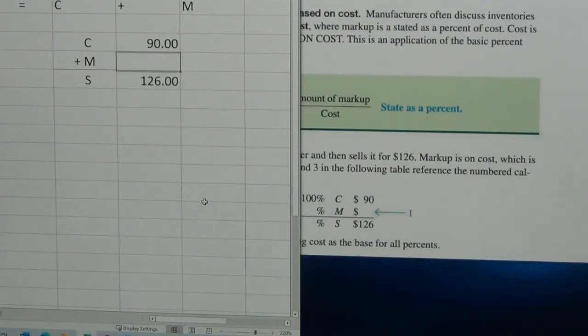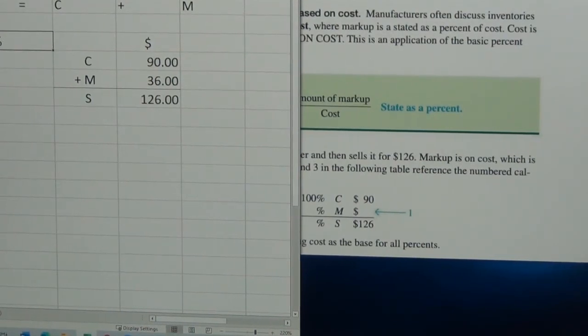So now we have an unknown variable. The unknown variable is the markup. Well, if I know this plus that equals this, then I also know that to get the markup, I'm just going to take the difference between the sales price and the cost. In other words, 126 minus 90 will give us the markup. Now over to the left of the formula, we could actually set up percentages.